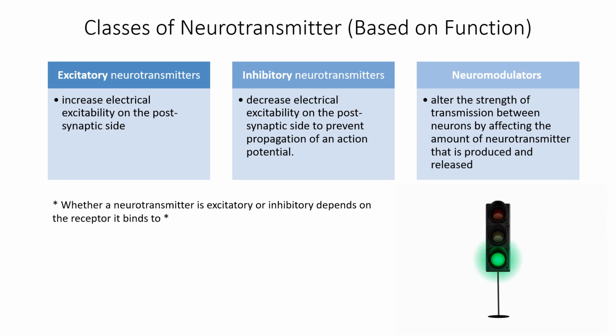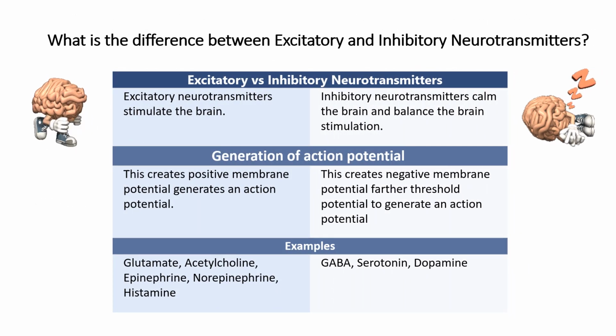Neuromodulators are a bit different, as they are not restricted to the synaptic cleft between two neurons, and so they can affect large numbers of neurons at once. Neuromodulators therefore regulate populations of neurons while also operating over a slower time course than excitatory and inhibitory neurotransmitters. These are some of the differences between excitatory and inhibitory neurotransmitters.